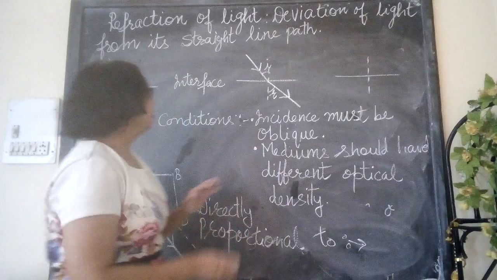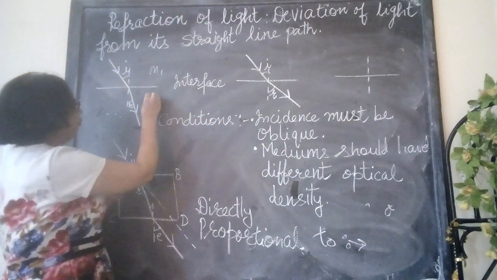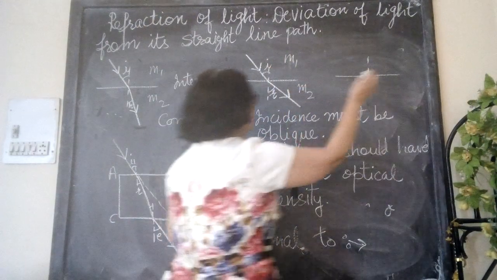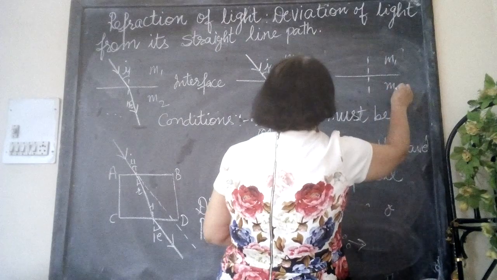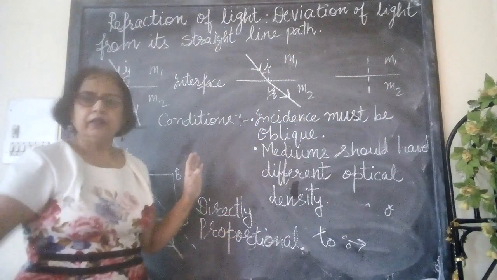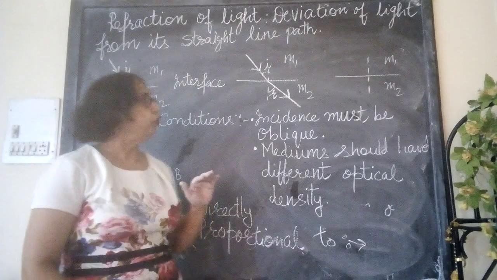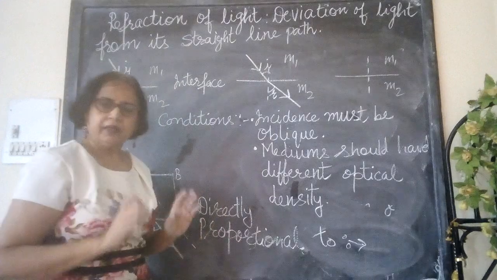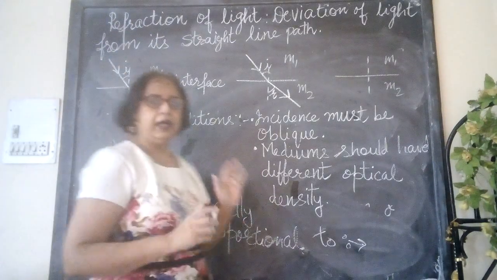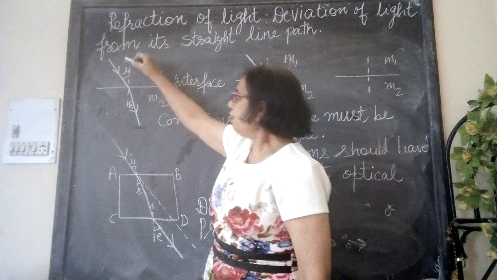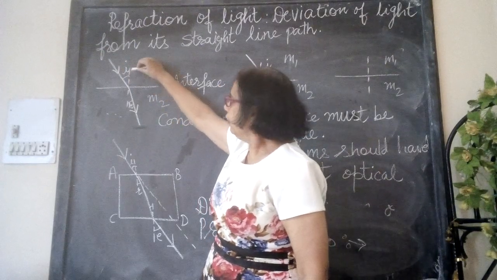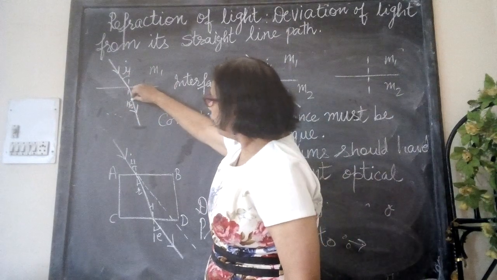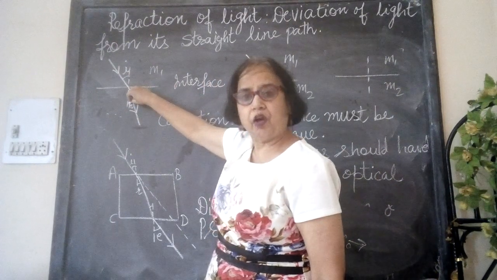So now you see medium 1 and medium 2. Here we have two mediums, M1 and M2, which are separated by the interface. Right? Now, when we look at this diagram, we see that the incidence is oblique. This is the normal, this is the angle of incidence, and you can see it is bending towards the normal.